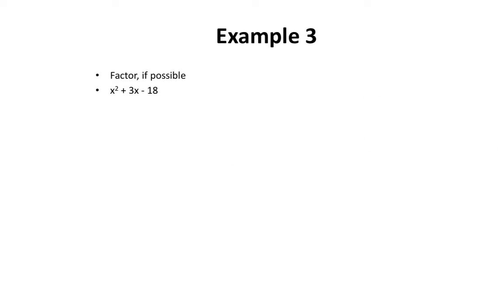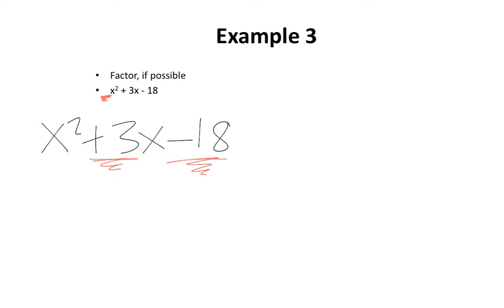In our third example, we want to factor this quadratic expression, x squared plus 3x minus 18. You'll notice that the x squared has a coefficient of 1. However, that is not written in. Let's begin by rewriting our question. X squared plus 3x minus 18. I want you to take a close look at the numbers that are present. I have a coefficient of positive 3 over here, and I have a constant of negative 18.